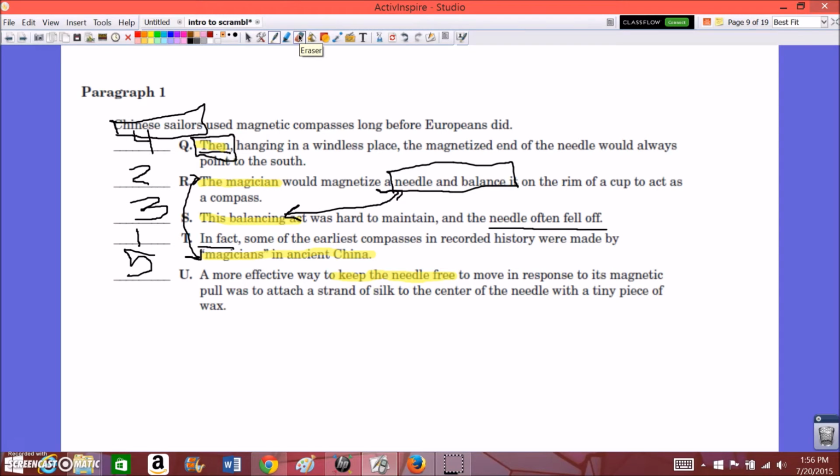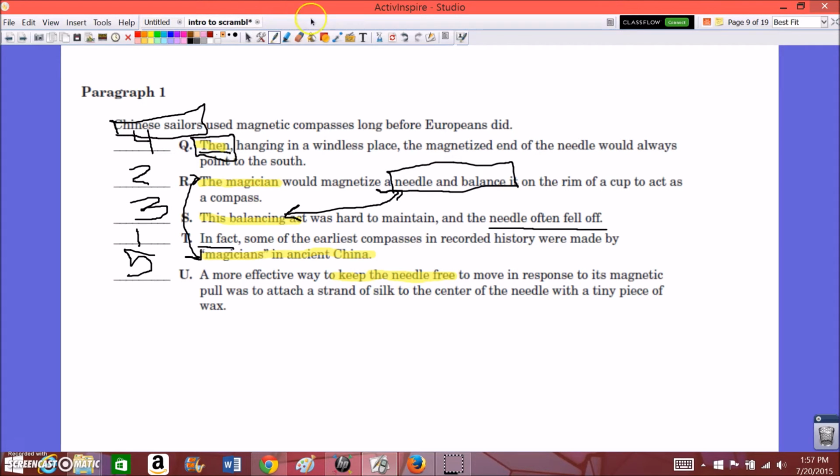Although, when I think about it, let me read it as a whole paragraph to really see if this makes sense. Chinese sailors used magnetic compasses long before Europeans did. In fact, some of the earliest compasses in recorded history were made by magicians in ancient China. The magician would magnetize a needle and balance it on the rim of a cup to act as a compass. This balancing act was hard to maintain and the needle often fell off. Then, hanging in a windless place, the magnetized end of the needle would always point to the south.